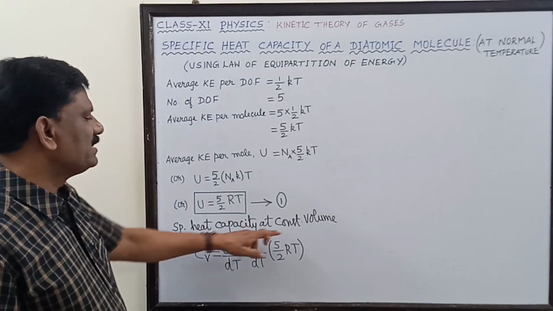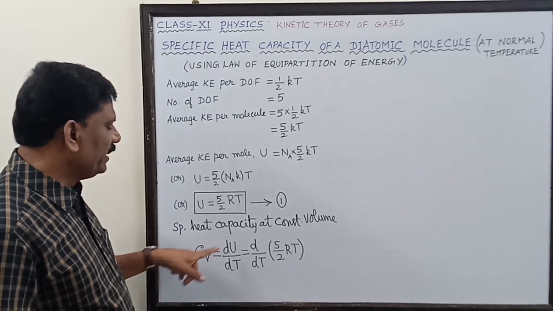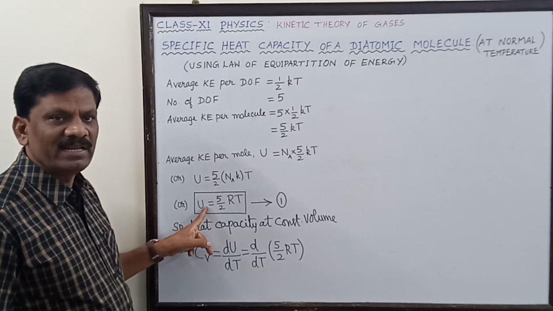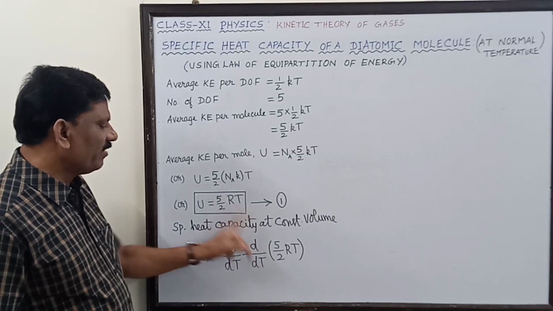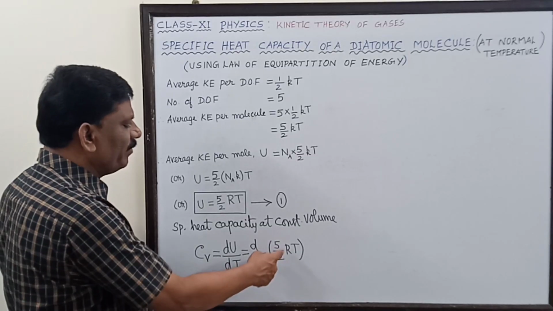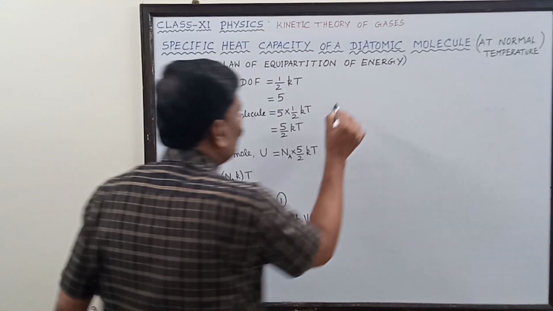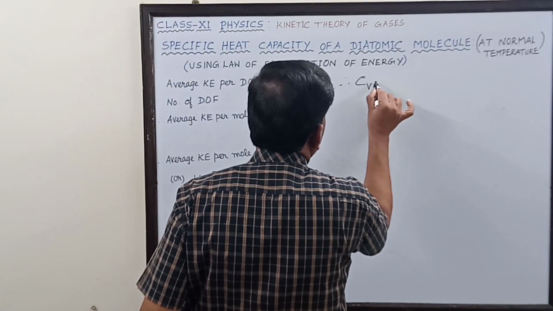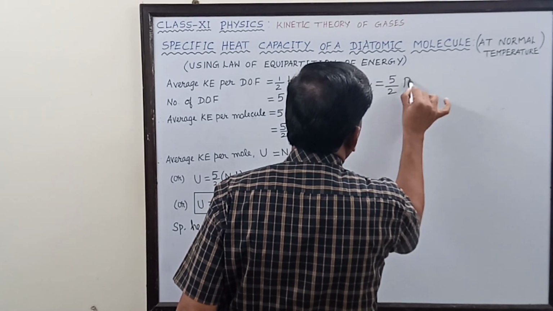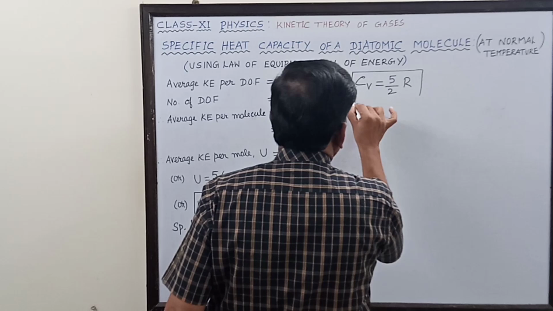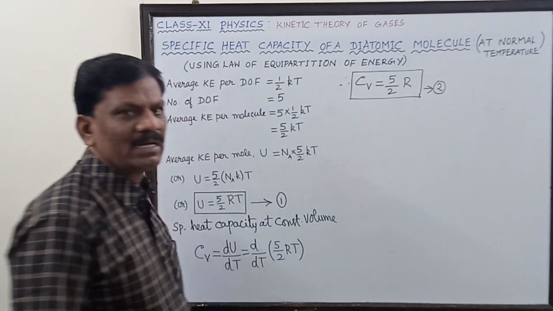Then the specific heat capacity at constant volume, that is Cv, must be equal to the differentiation of this internal energy, so dU by dT, or d by dT of this 5 by 2 RT. Taking 5 by 2 R as constant, d by dT of temperature T is 1. Therefore, Cv is equal to 5 by 2 R. So this is the molar specific heat capacity at constant volume. This is our equation number 2.